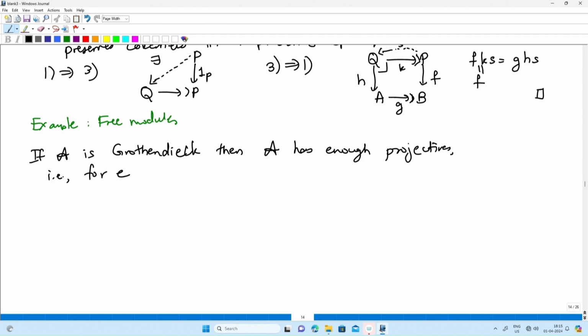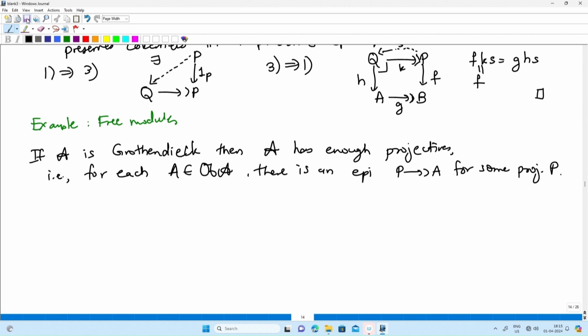for each A in the category, there is an epimorphism from some projective P onto A. I mean, in a normal scenario, like in a module category, you can always do it by taking a free module. A free module always covers a given module. You take a set of generators and then take the quotient. And if you take a set of generators, then basically you are going to take a direct sum of so many copies of the ring.